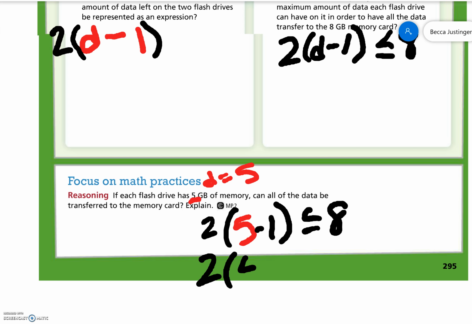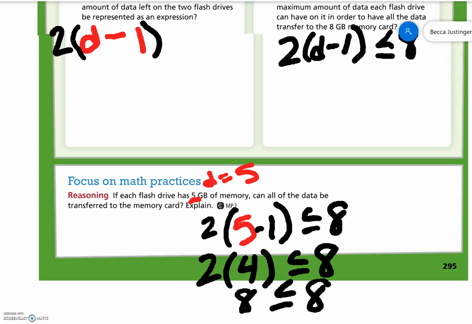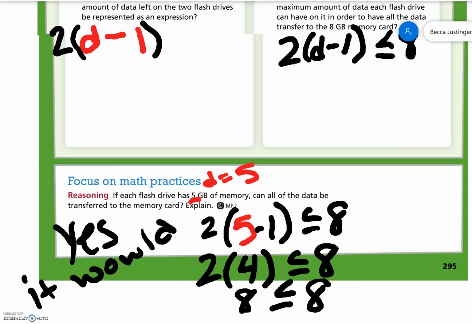Do PEMDAS first. What's inside the parentheses? 2 times 4 is 8. So is this true? Is 8 less than or equal to 8? Yes. Yes, it would be full. It would be as much as it could be.